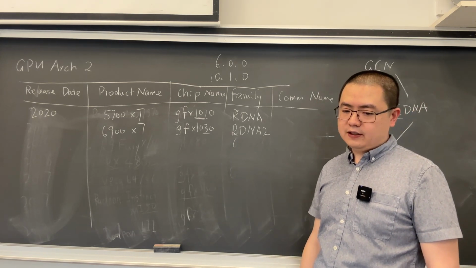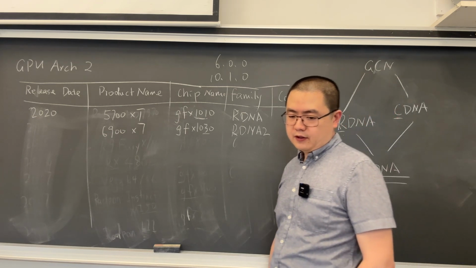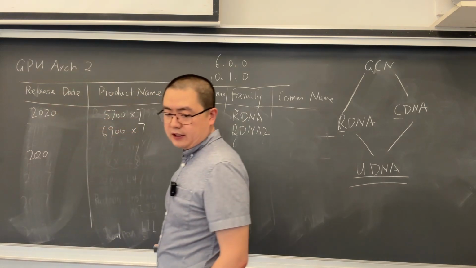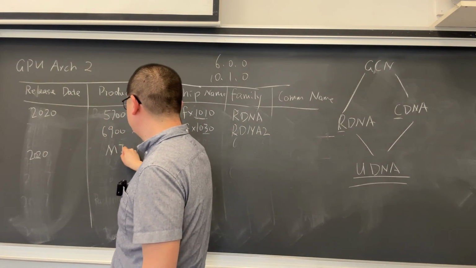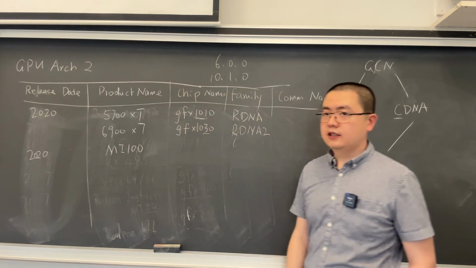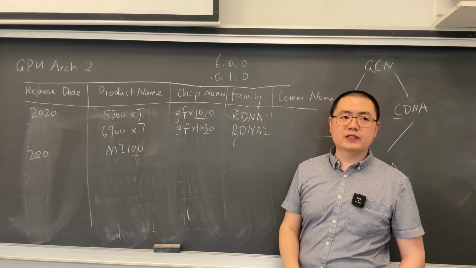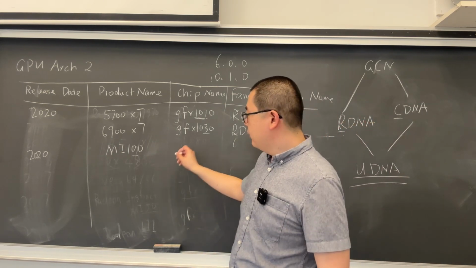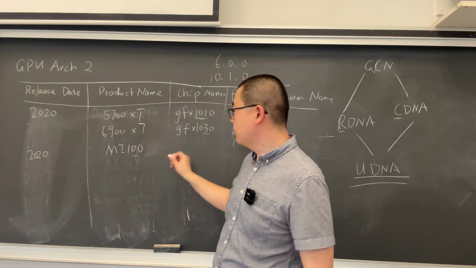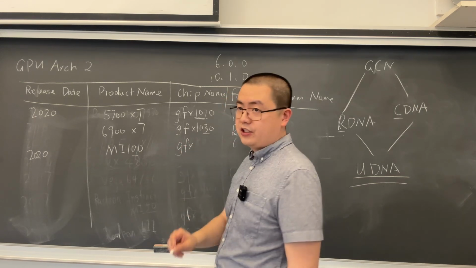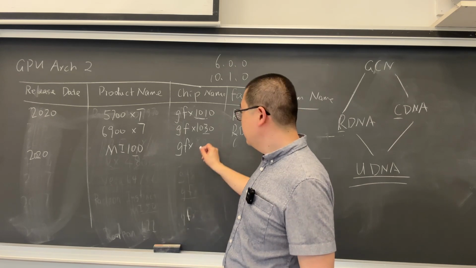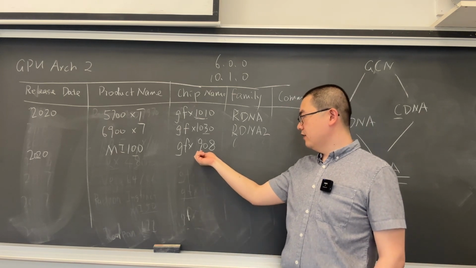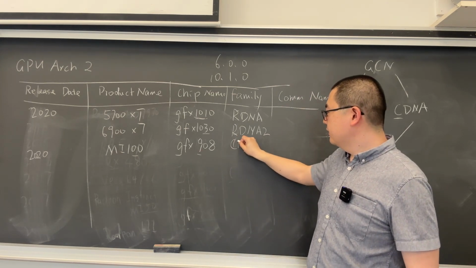On the other side, we have the compute side, right? By that time, it's still 2020. On the compute side, they start to have this GPU called MI100. This is a rather important chip that is kind of competing with the NVIDIA A100 GPU. And if you look at the architecture name, you will understand what is going on. The chip name is called GFX908. So what's going on? This is CDNA, this is CDNA1.